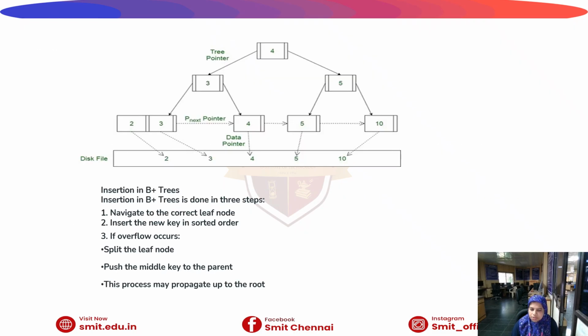Insertion into B plus trees follows these steps. Insertion is done in three steps: navigate to the correct leaf node, and insert the new key in sorted order. If an overflow occurs, we split the leaf node, and push the middle key into the parent node. This process may propagate across the nodes, so we can avoid overflow of data. This is the advantage of the B plus tree.